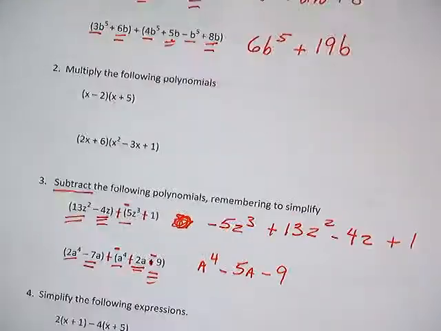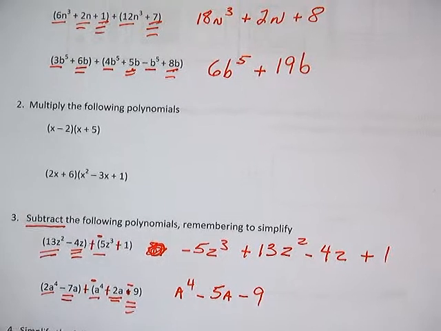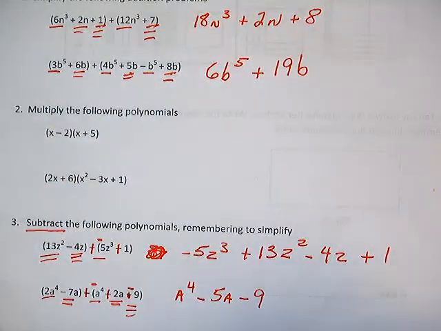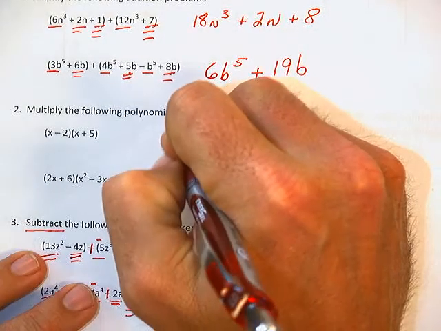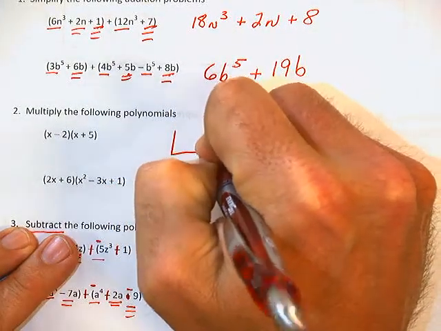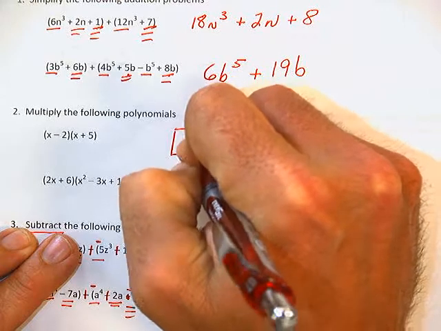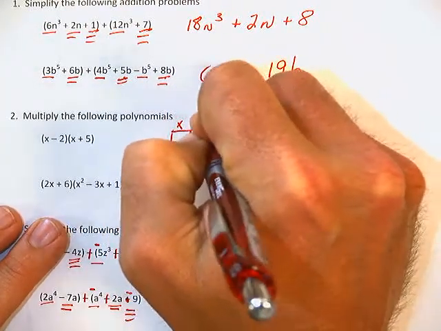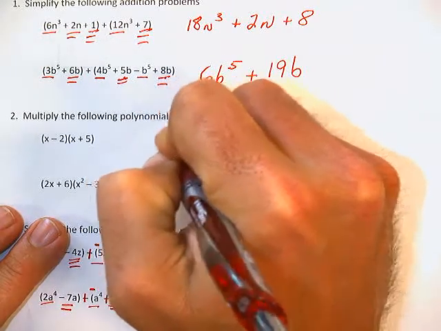Now we'll go back up to 2. We're multiplying. Once again, on the binomial, you can use the box or FOIL method. I'm going to just go ahead and use the box. Up top, I have an x and a negative 2. Down the side, I have an x and a 5.